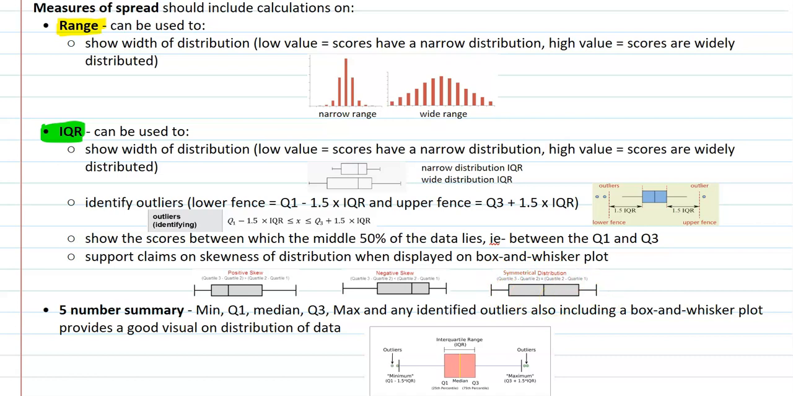Finally, the 5-number summary is best displayed on a box and whisker plot. So when you look at it, our minimum, Q1, Q2 or median, Q3 and highest score or maximum. And it's a good visualization on the distribution of your data. And remember, you can display outliers with a dot or a cross.